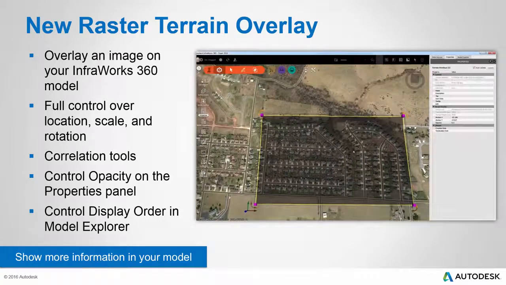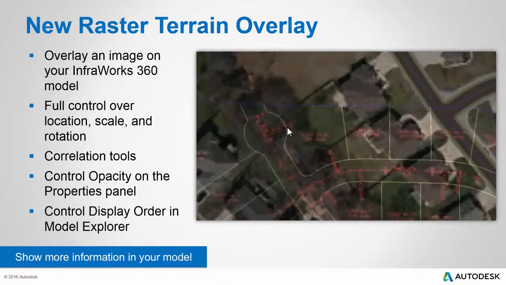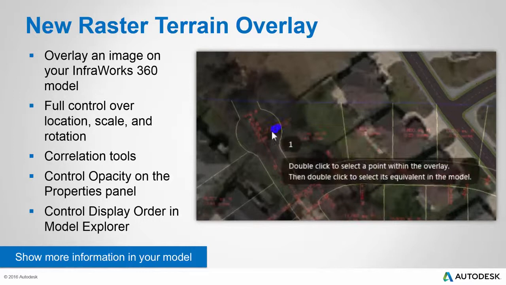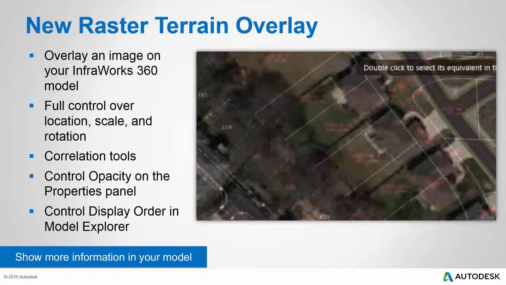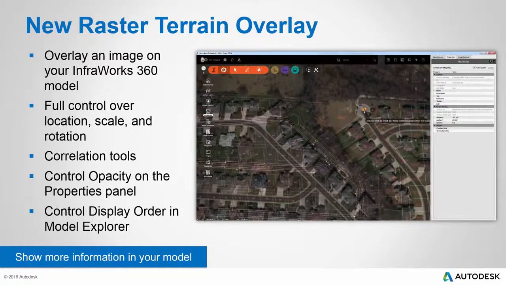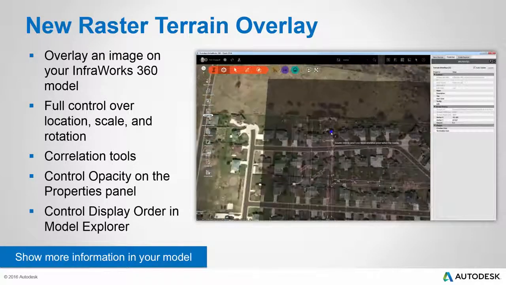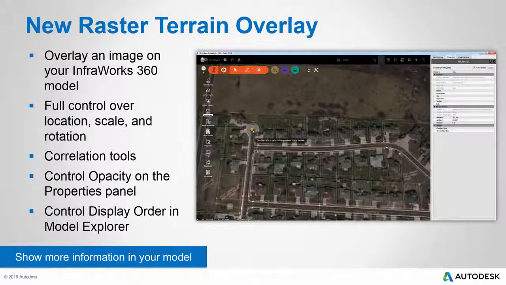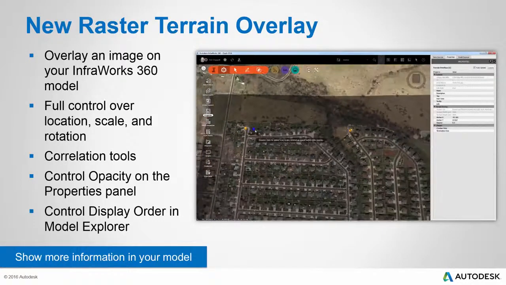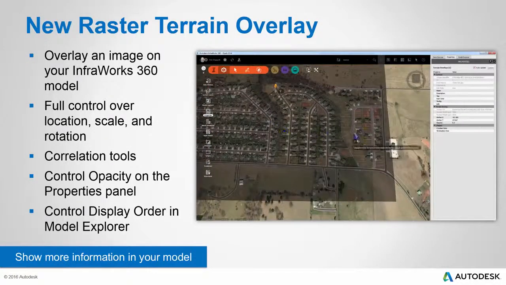Notice how we're using opacity to see through the image to the model beneath. Now we're using some simple right-click correlation tools to simply align 3 points in the image with 3 corresponding points in the model. And it's as simple as point and double-click each of the points until you get the image lined up just the way you like it.